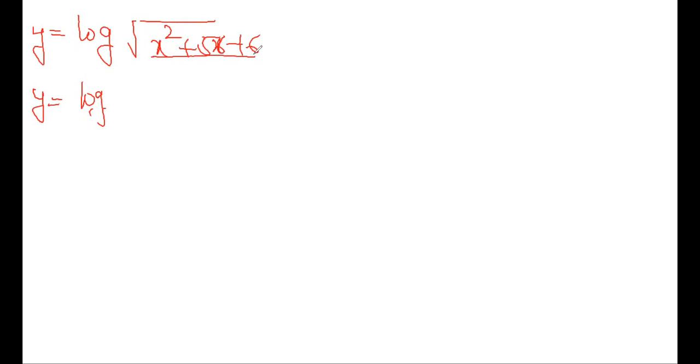This is of the form x square plus 3x plus c. Here we find two numbers whose product is 6, and when we add them we get 5. The numbers are 3 and 2: 3 times 2 is 6, and 3 plus 2 is 5.